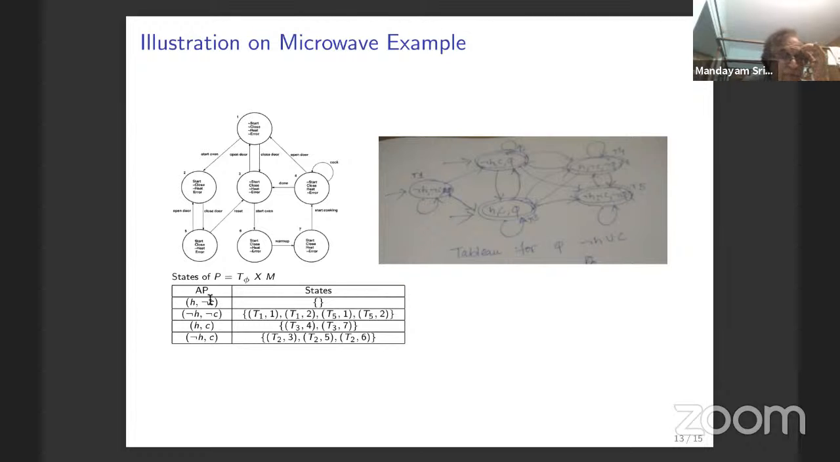And AP of F, this should be F, is not H and C, but you will have both its positive and negated in a fashion. So these are four possible combinations of the atomic predicates. As I said, you will have to only include those states in the product such that they are the same.